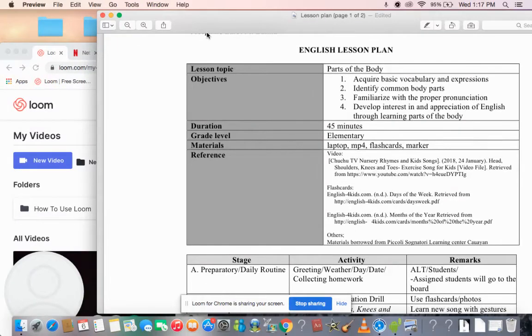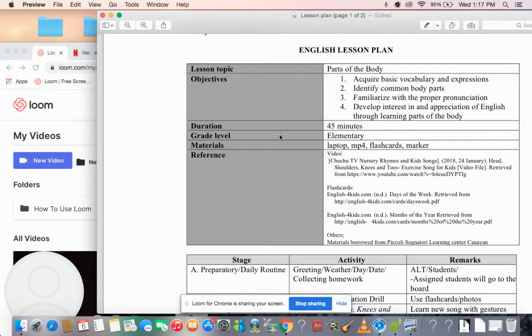So let me walk through the parts of an English lesson plan. We have the lesson topic, which is the topic that you're going to teach. Then you have your objectives. Usually, a good lesson plan has at least three objectives. Then we have the duration. Your lesson plan should be approximately 45 minutes to an hour.